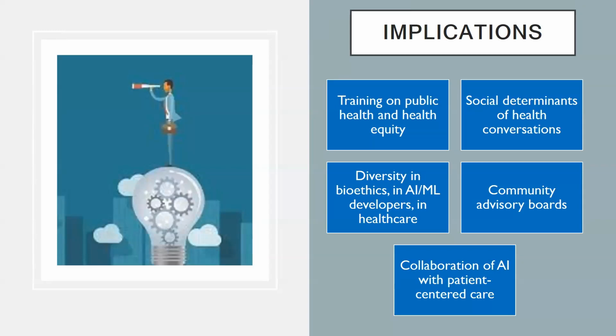So, implications. We need training on public health and health equity, right? AI developers, researchers, physicians, patients need training on public health and health equity. Maybe some of you are nodding and you're like, what you're saying makes total sense, but not a lot of people know about it. Not a lot of people are aware of it, especially the AI developers at the table. They are concentrated on the algorithm, but they are not necessarily asking the public health questions. Social determinants of health conversations, the fact that people are complex, the fact that people are being left out of algorithms and biobanks and things like that.